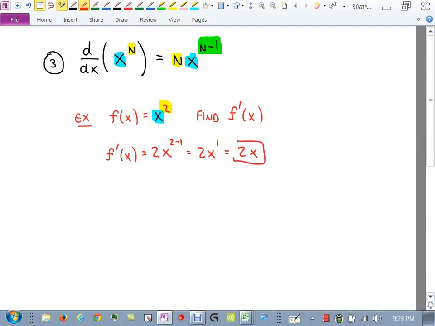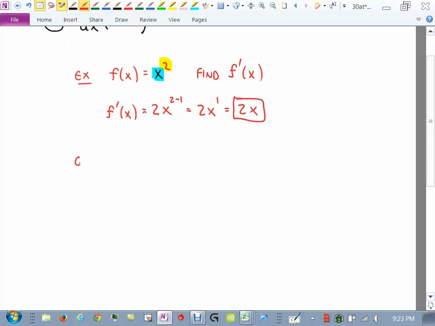Another example. Let's say we have f of x equals x to the 237th power. Well, again, we have a base x. Our exponent is this number 237. That's our n. So by this power rule, it should just be the 237 out front. x raised to the 237 minus 1 is going to be 236. And that is it. We're done.